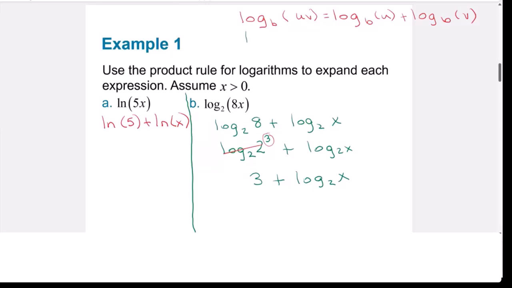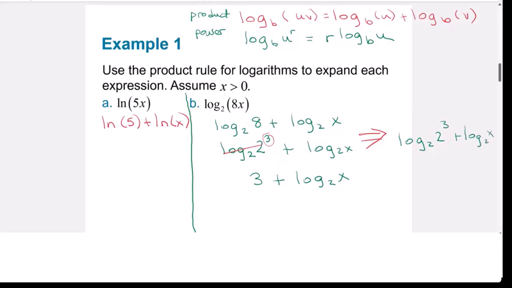Now we have a new rule, which is the power rule. So if we have the log base B of U to the R, then that's equal to R times the log base B of U. Here, another way to do this would be if we start with the log base 2 of 2 to the third plus log base 2 of x, we can take this exponent and bring it around to the front using the power rule.